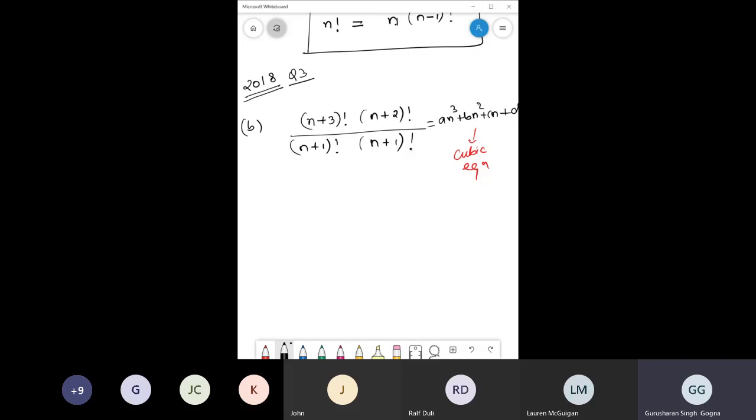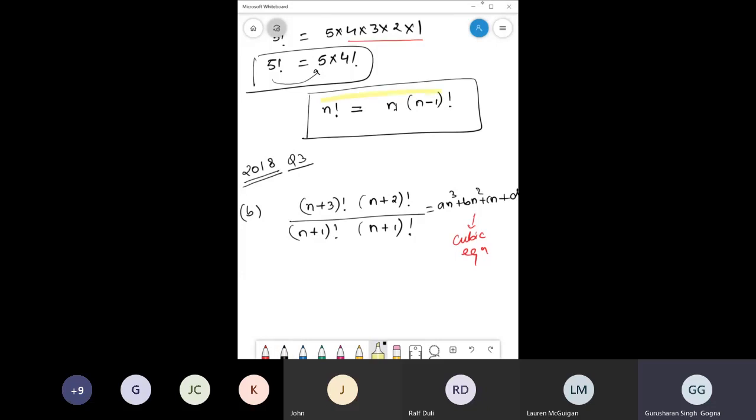Okay. So the idea is, in order to simplify and get the algebraic expression like this, you need to get rid of the factorial first. And the concept which I explained here is what you need to use. So n factorial can be written as n multiplied by (n-1) factorial. So this is the idea. Which one should I change? I should change the bigger factorial. For example, (n+3)! can be written as (n+3)(n+2)(n+1)!.